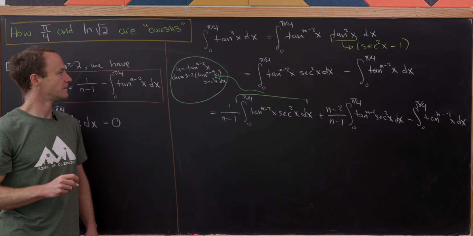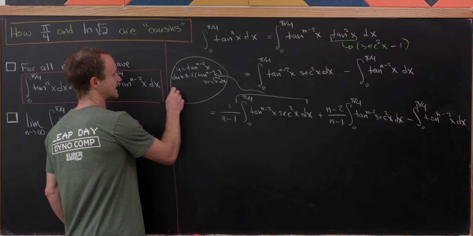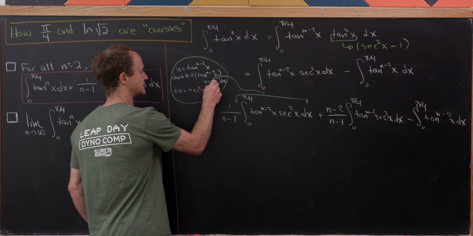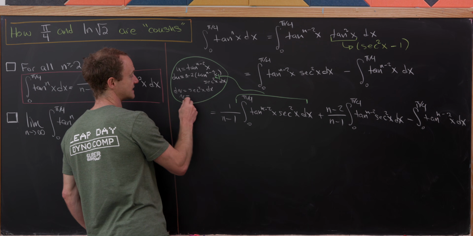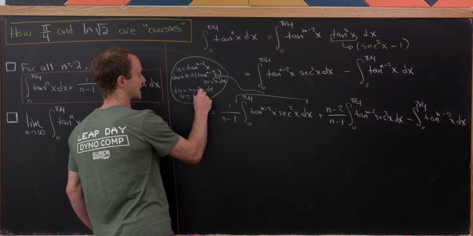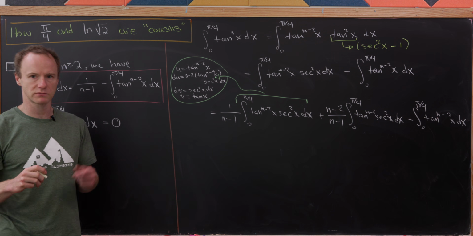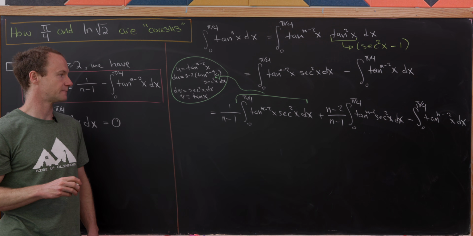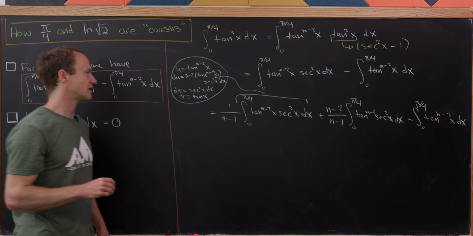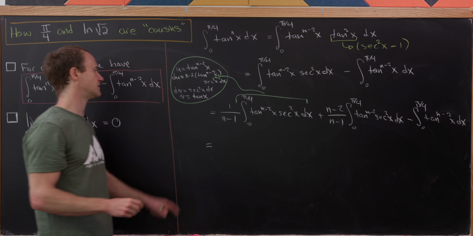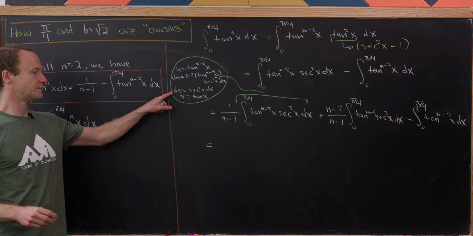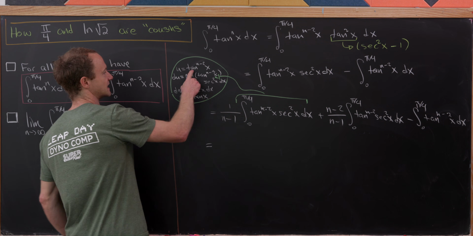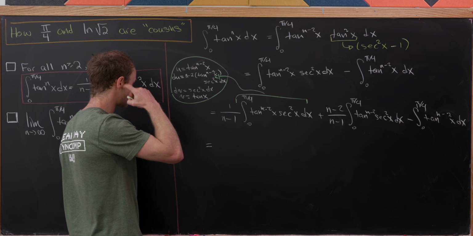Okay, good. Our dv must be the rest of it. So dv is equal to secant squared of x dx, which means that v is equal to the tangent of x, given the fact that, like I said before, the derivative of tangent is secant squared. Now let's use our formula for integration by parts. That's going to be u times v, evaluated between the endpoints. So that's going to give us tan to the n minus 2 times tangent of x.